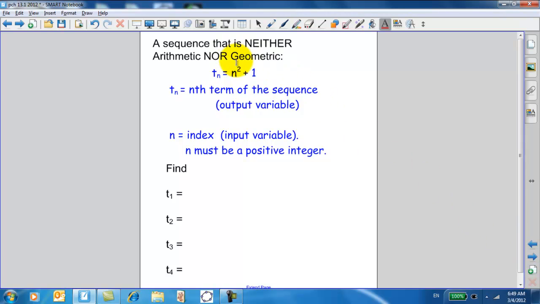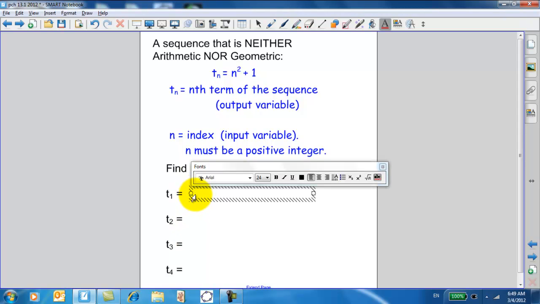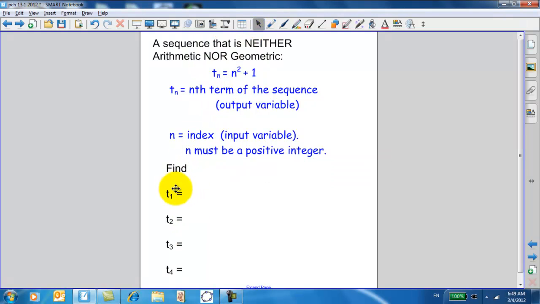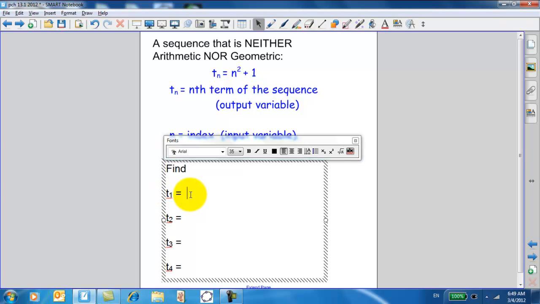Now, you could have neither. For instance, in this sequence, t sub n equals n squared plus 1. Now, t sub n is the nth term of the sequence. That's the output. And n is the index, or the input. n must be a positive integer. So let's do the first 4 terms of this sequence. For t sub 1, we get 1 squared plus 1. So for the first term, we get 2.